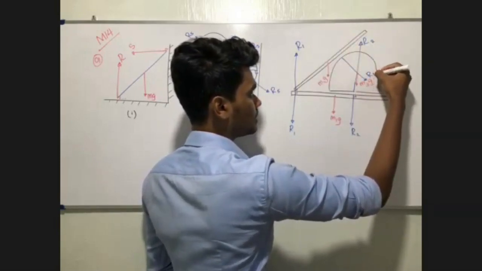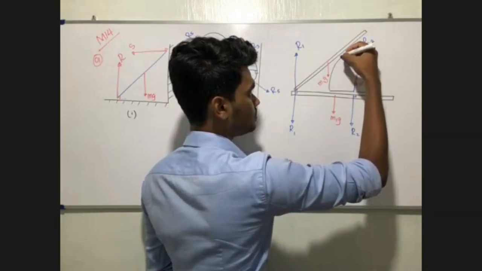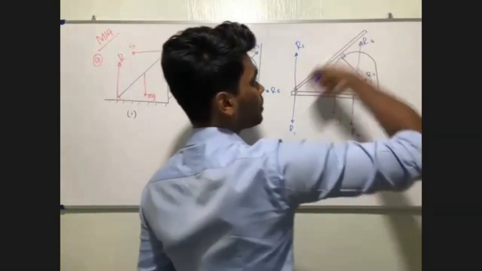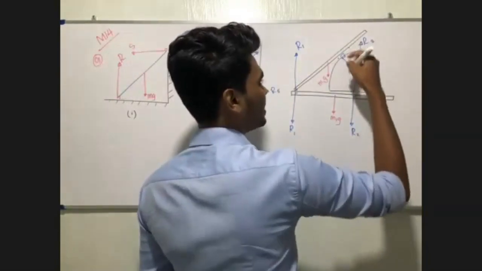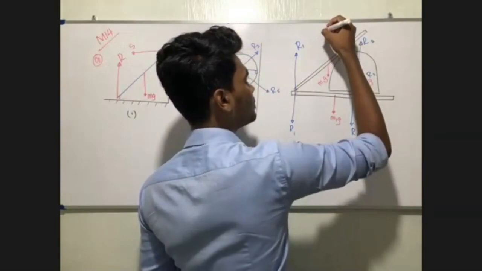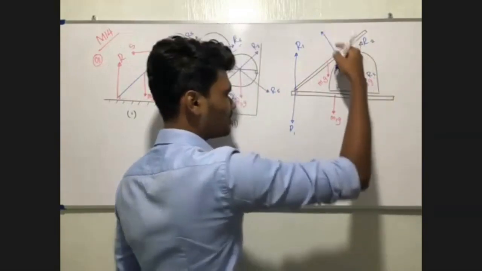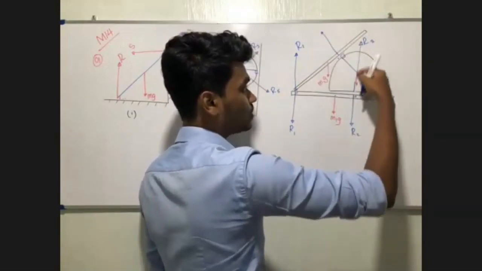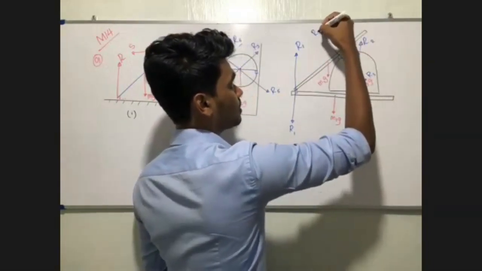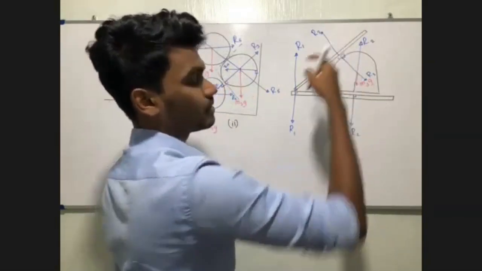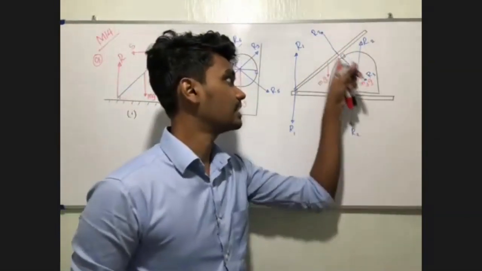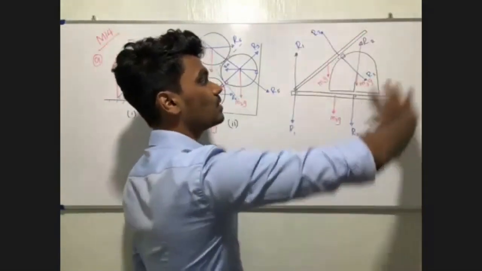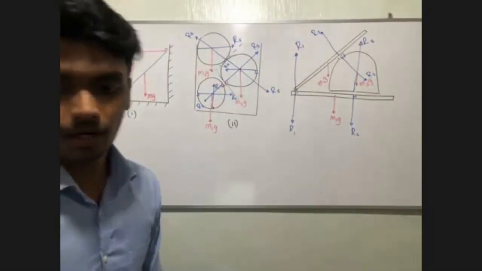R3 perpendicular to the hemisphere surface, the rod perpendicular to the rod surface. Therefore the reaction on the rod will be opposite to R3, because it is an action-reaction pair, right? Action-reaction pair. All right. So this is how it's going to be.